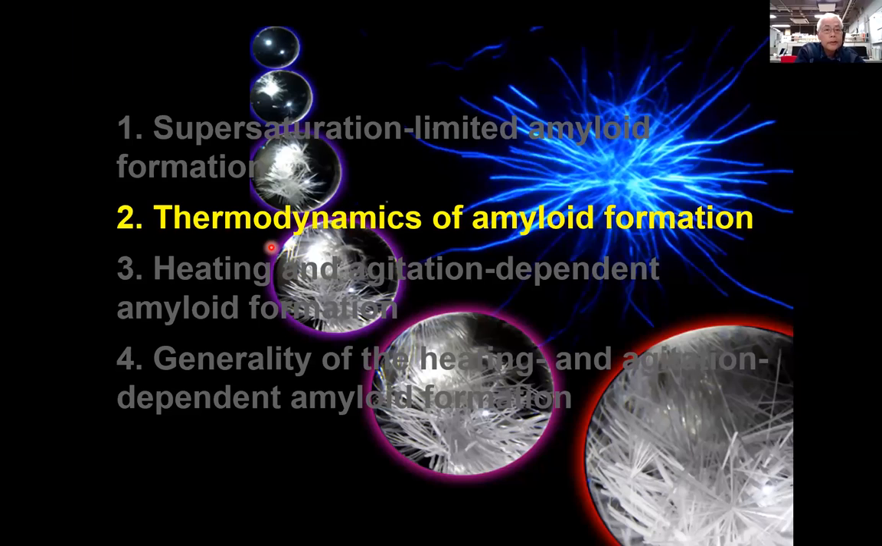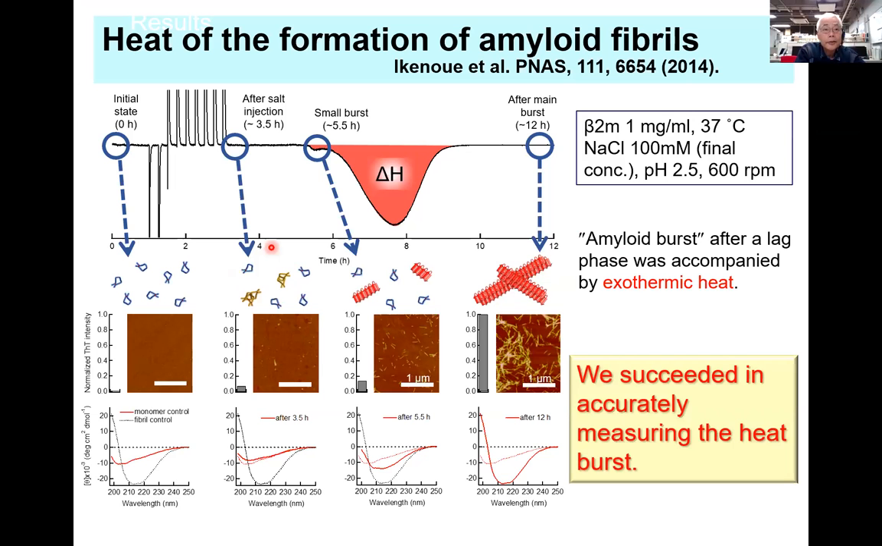And I will talk about the thermodynamics a little bit. Previously, amorphous aggregates were quite difficult to study thermodynamically, but now it is possible to characterize the enthalpy and entropy of amyloid formation. One example of our experiment is like this. Into a cuvette of the ITC, isothermal titration calorimetry, you add salt to decrease the solubility of the protein. The protein here is denatured beta-2-microglobulin.